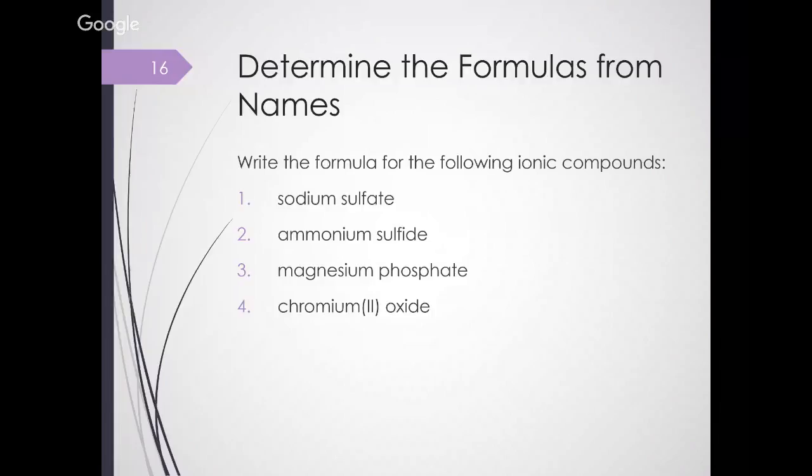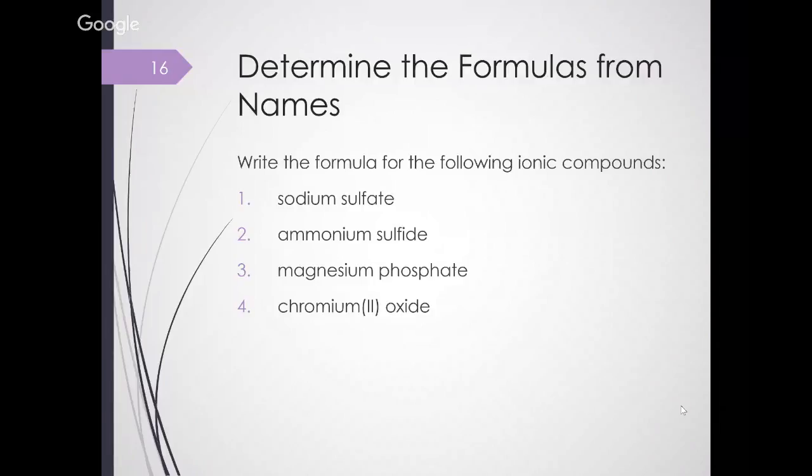So, determining formulas from names. Write the formula for the following ionic compounds. So I look to the periodic table, find sodium, see it's a group 1 metal, which means it's a +1 charge. This sulfate, this ATE ending, tells me that this is a polyatomic, so I have to look at the table and see what this compound is. Sulfate is SO4 with a 2- charge. So sodium's a +1, sulfate's a -2. I do my crisscross and end up with Na2SO4.